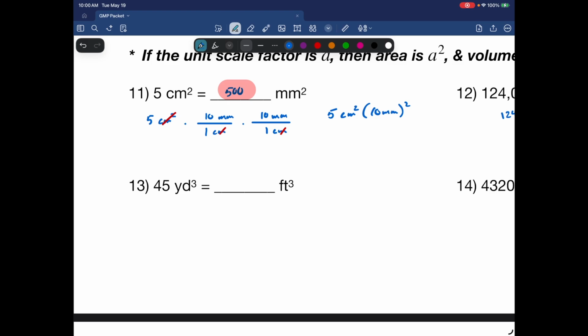45 yards cubed equals how many feet cubed. So I have 45 yards cubed times, there are 3 feet in a yard, so 3 feet, and then I'm going to cube that whole thing. So 45 times 3 cubed is going to be 1215.